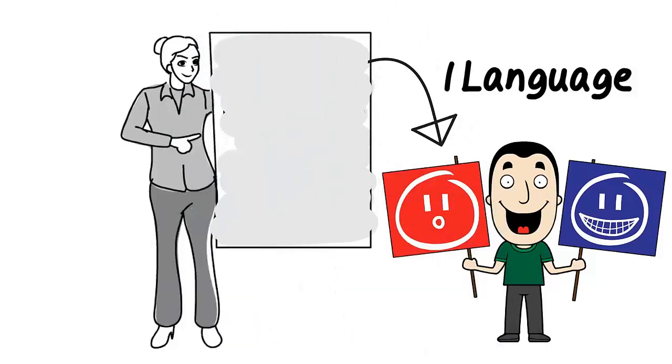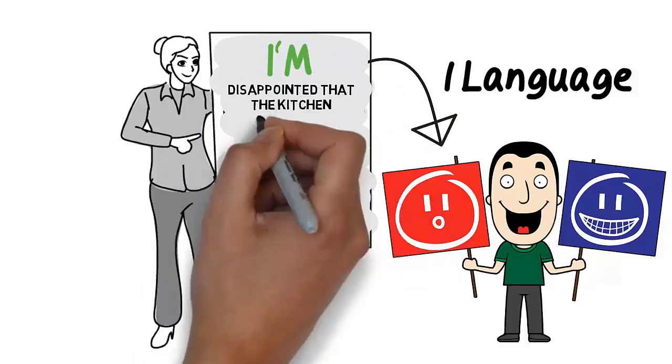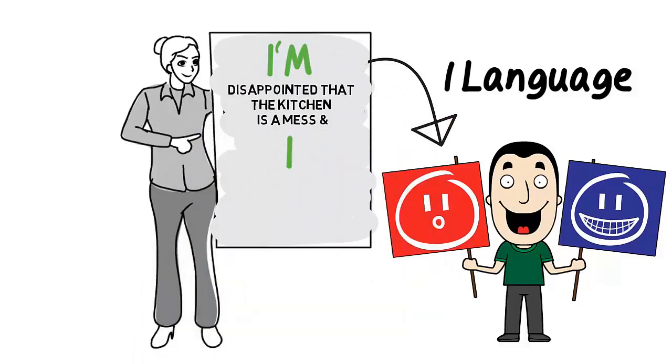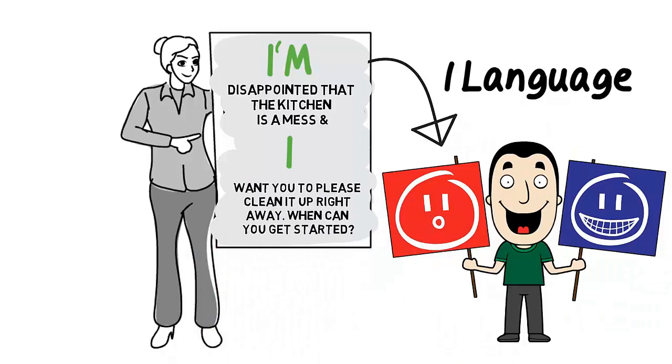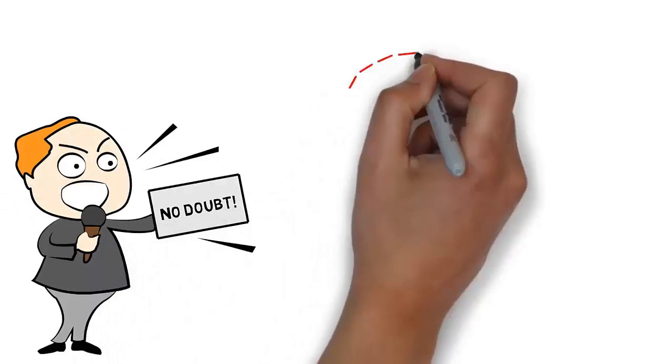I have something to say and you might not like it. That's an inoculation using iLanguage. Then, I'm disappointed that the kitchen is a mess. I want you to please clean it up right away. When can you get started? In this example, there is no doubt about what our team member is saying or what they want.